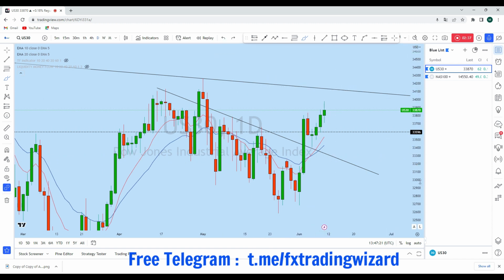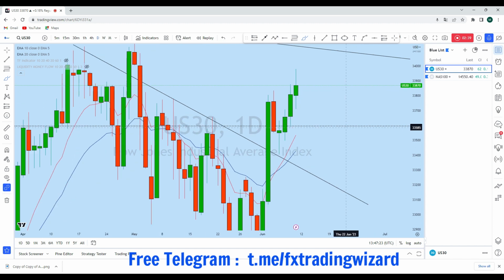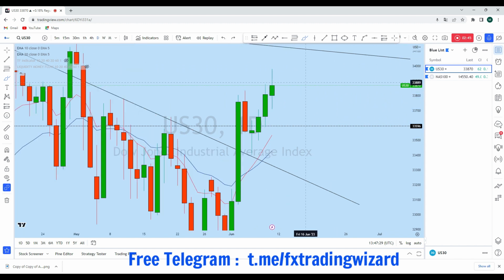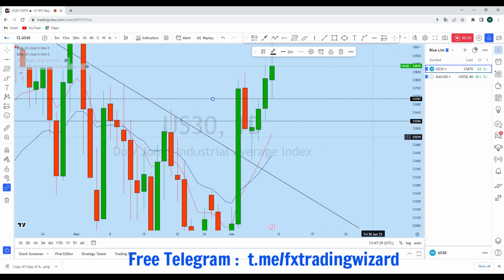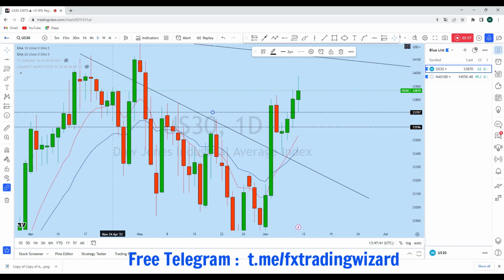Now with that breakout, what we can expect on US30, this is the daily price action, back to back 4 days of bullish move. What I think is that in the beginning we might see a pullback. We could even see a break of this daily low along the zone. Then we might see US30 again creating another bullish move.